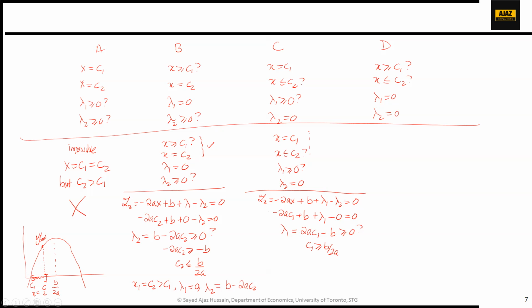So what's happening here, of course, is you have the function like this. The unconstrained solution is b over 2a. c1 is bigger than this. So therefore, if you want to maximize the function, you must be at least bigger than or equal to c1. So no wonder the answer is x is equal to c1. Lambda 1 would then be equal to 2ac1 minus b. And then, of course, lambda 2 is equal to 0. And that's your y star constraint.